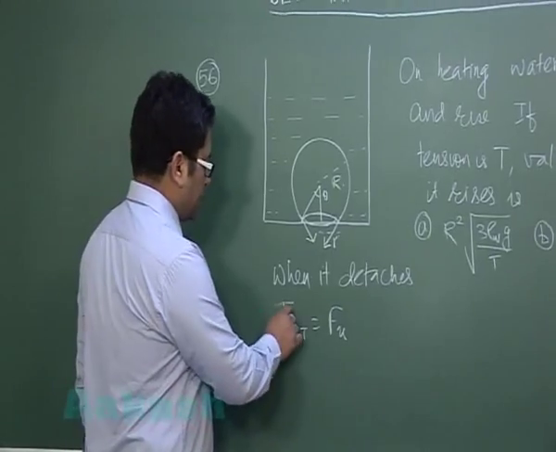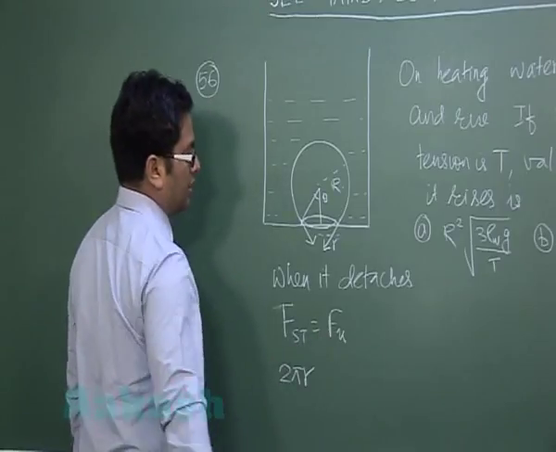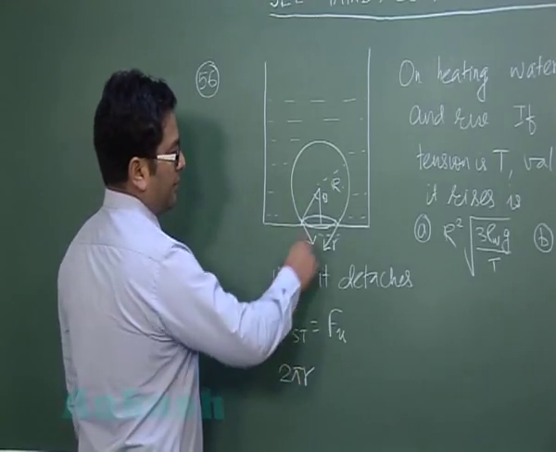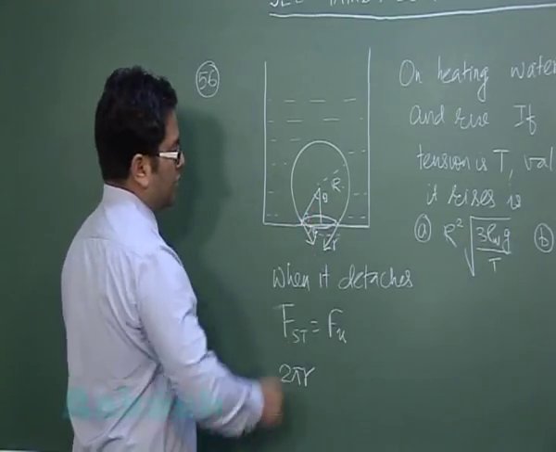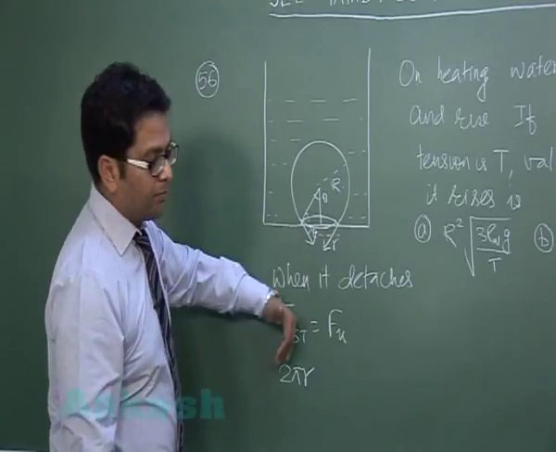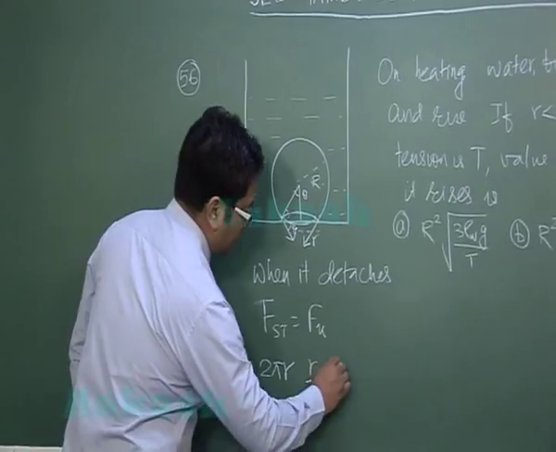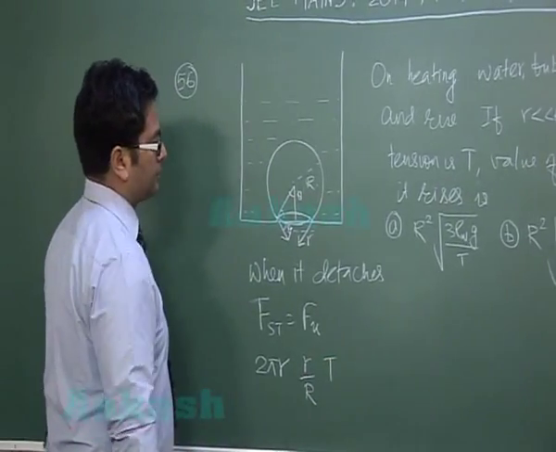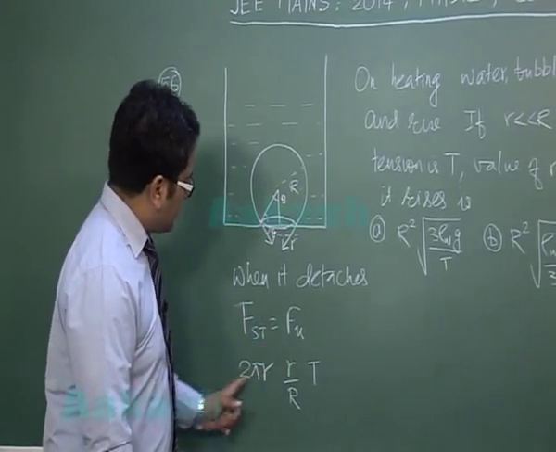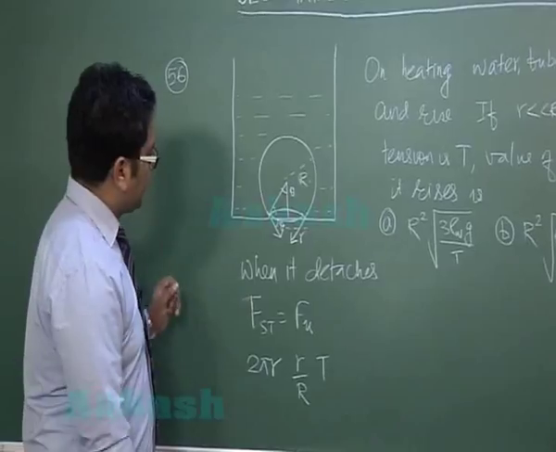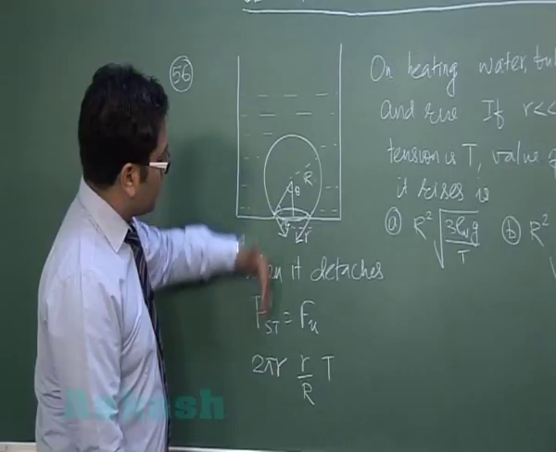And in that situation, the force of surface tension, you could see, would be 2 pi small r into sine theta, because this is theta, this is 90 minus theta, and this angle would be theta. You could see sine theta is the downward component of the force, and that sine theta is small r by capital R into T. So that is the force of surface tension which acts right here, the downward component of the force.